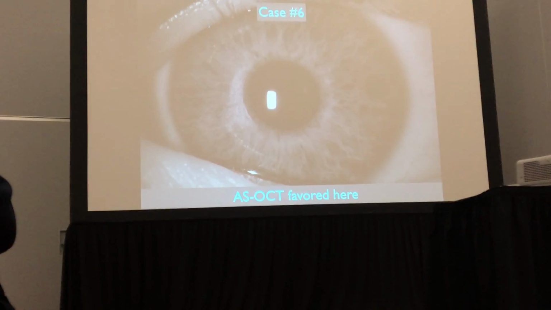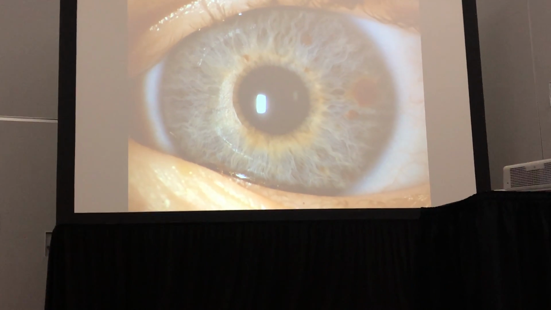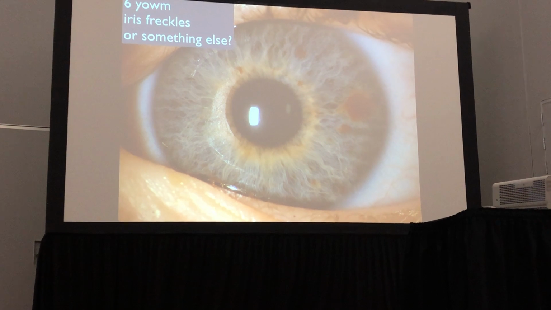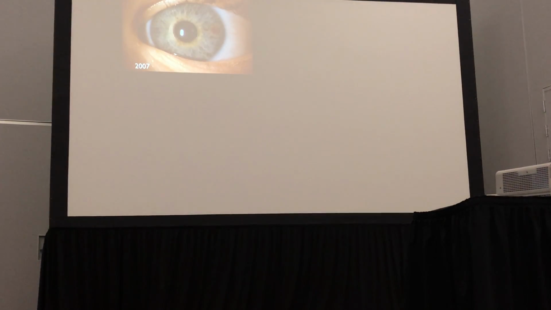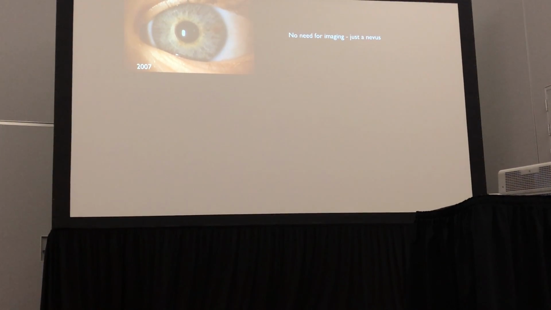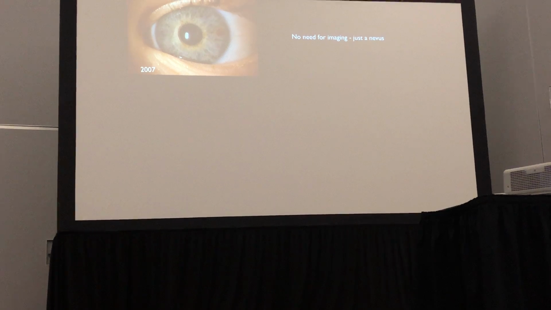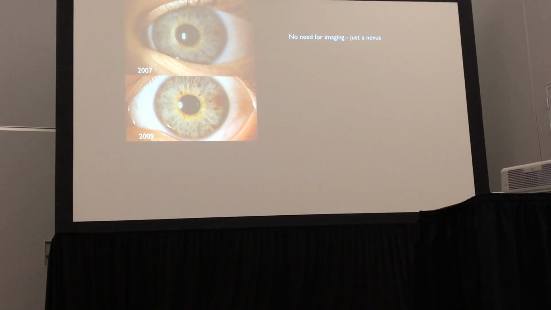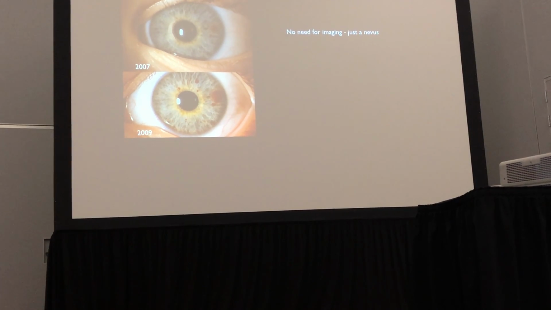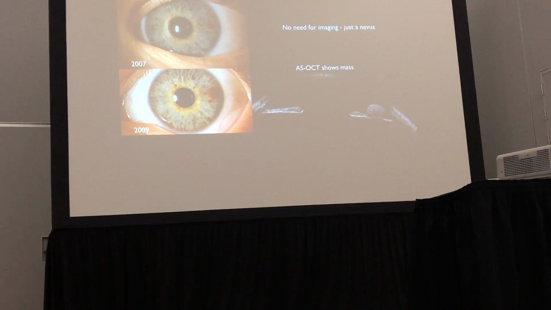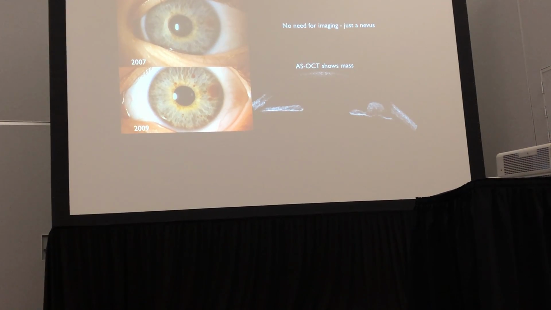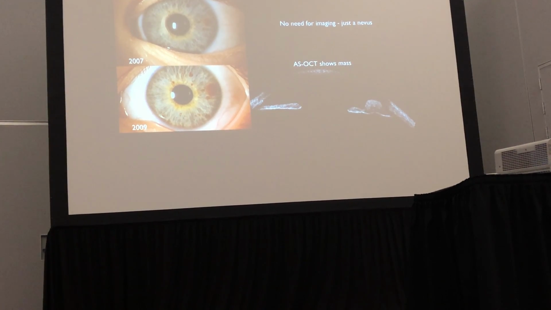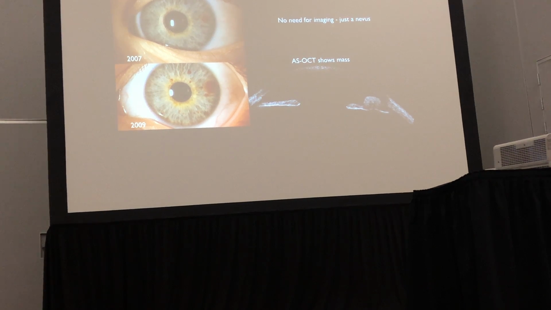And then case number 6, ASOCT was favored here. Yeah, this is a young boy, 6 years old. We thought these were iris freckles. Here he is in 2007. We said, iris freckles, go home. Didn't even image him. He came back in 2009. They're bigger. We said, that's unusual. We imaged them. Yeah, there's a mass there. Maybe this is JXG in an 8-year-old boy.